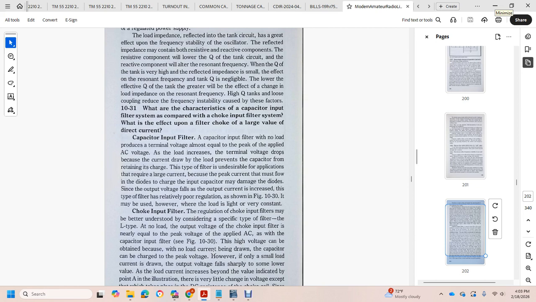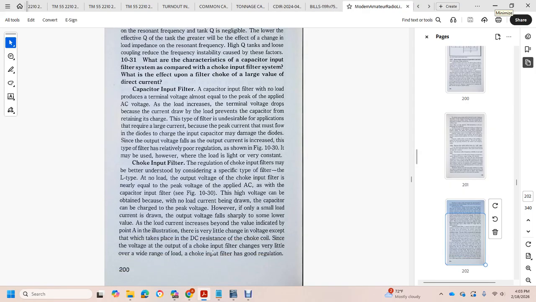The load prevents the capacitor from returning to its charge. This type of filter has an undesirable application, called a large current peak, with the most current flowing through the diode to charge the input capacitor, which can damage the diode. So the output voltage falls as the output current increases with this type of filter, which results in the poor regulation shown in figure 10-30, where the load is lighter and very constant.